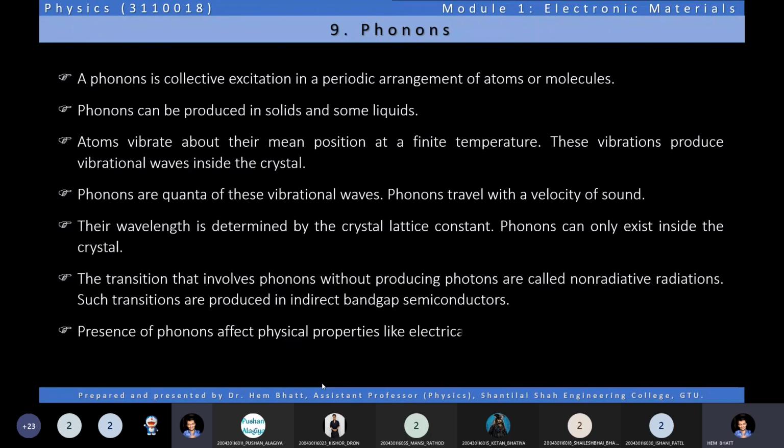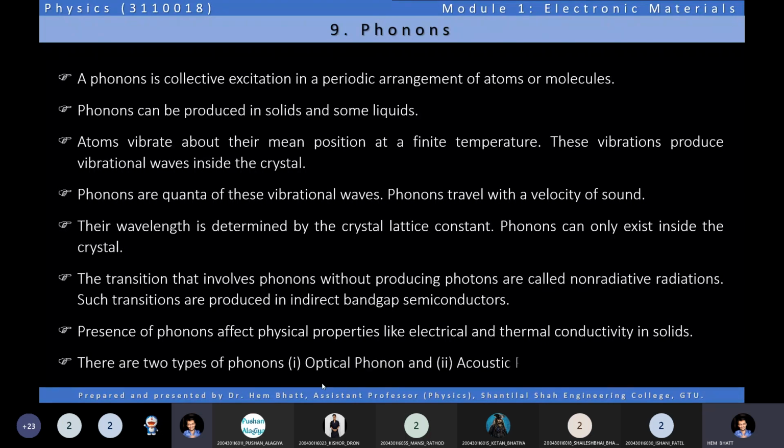Presence of phonons affect physical property like electric and thermal conductivity of solids. There are two types of phonons, optical and acoustic phonon. This much you should be knowing about phonon. Take screenshot.